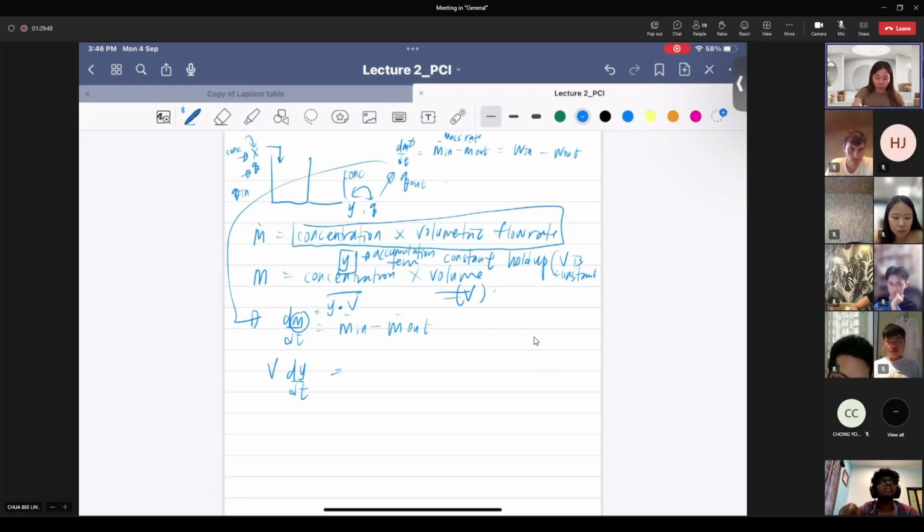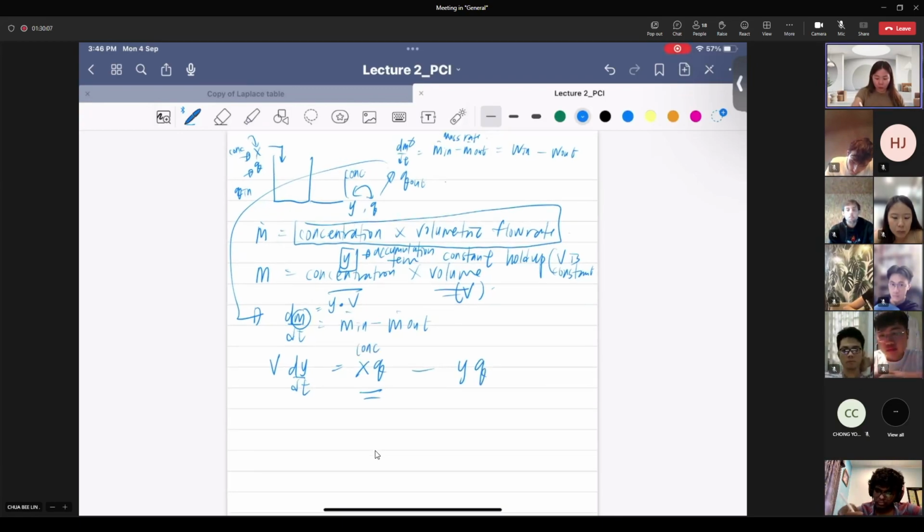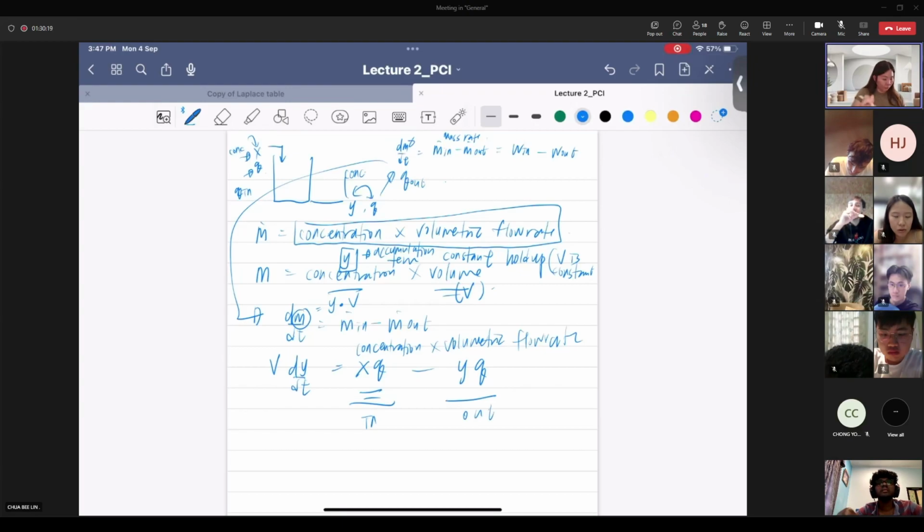So you are using the formula of in minus the out. So you'll be having C already changed to the formula of X, symbol of X, multiplied with the Q in. So this is the in minus the out. So it will be YQ. So it's actually using concentration multiplied with the volumetric flow rate. So this stands for the in, this stands for the out. So you have derived the mass balance. So this is the unsteady state mass balance.